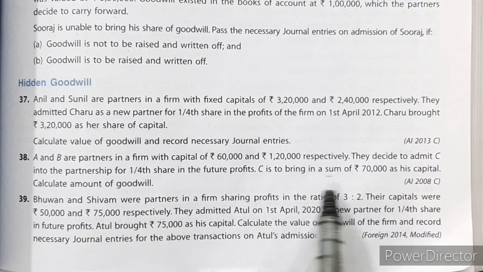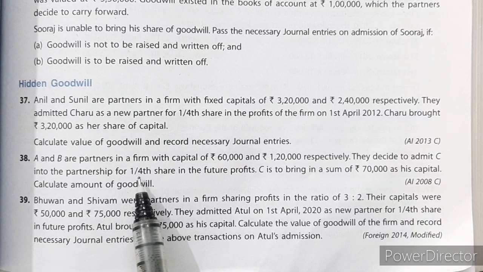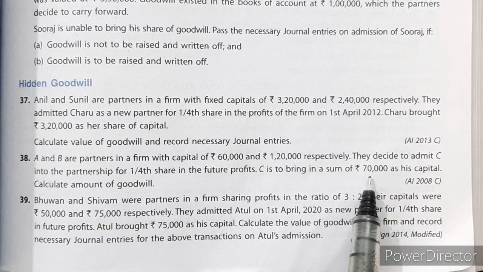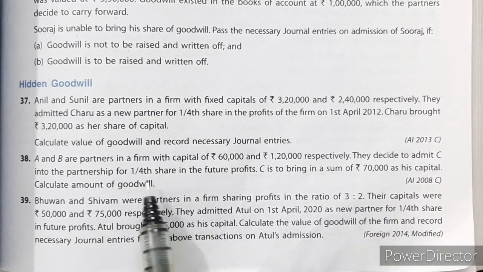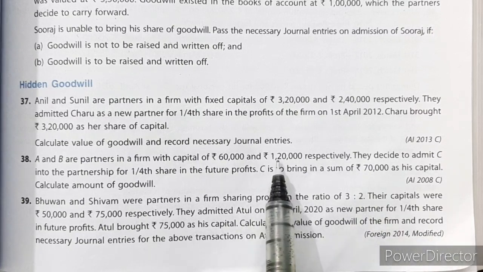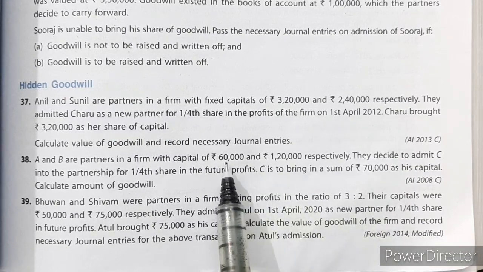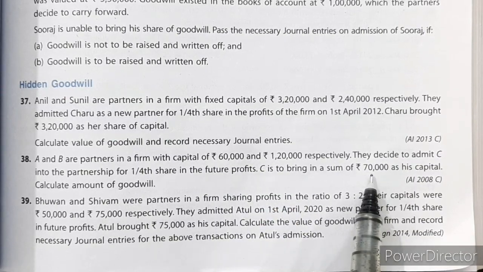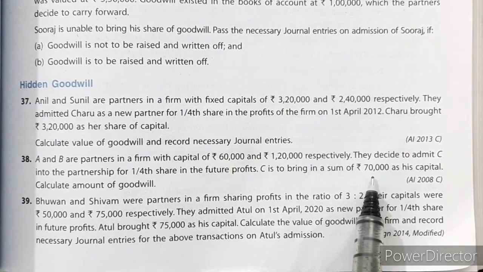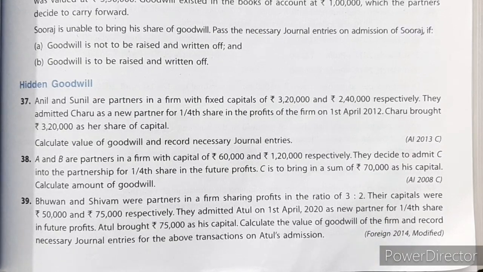So C is bringing a sum of rupees 70,000, which is 1/4 of the total capital of the firm. So if 1/4 is 70,000, total capital of the firm should be 2,80,000. 70,000 into 4 will be 2,80,000. And actually the firm has a capital of 60,000 plus 1,20,000 plus 70,000. That is 1,80,000 plus 70,000, which is 2,50,000. So the difference between 2,80,000 and 2,50,000 is the goodwill. Let us see how.